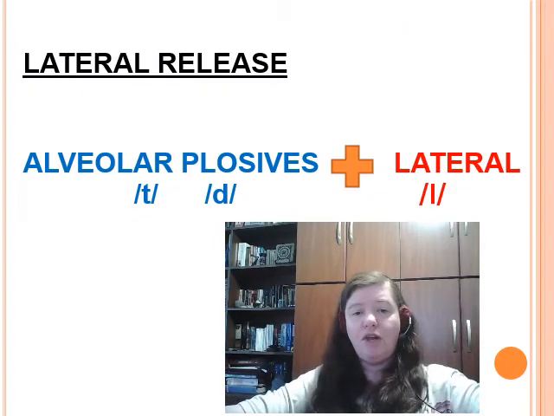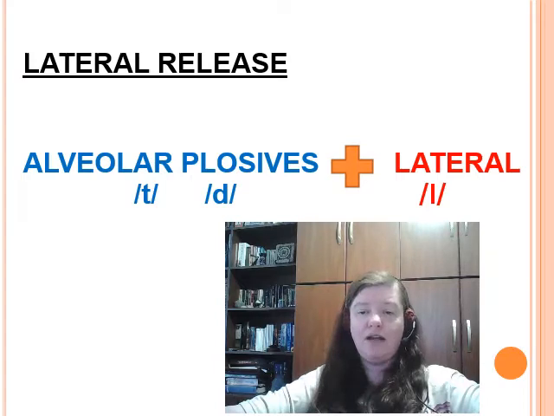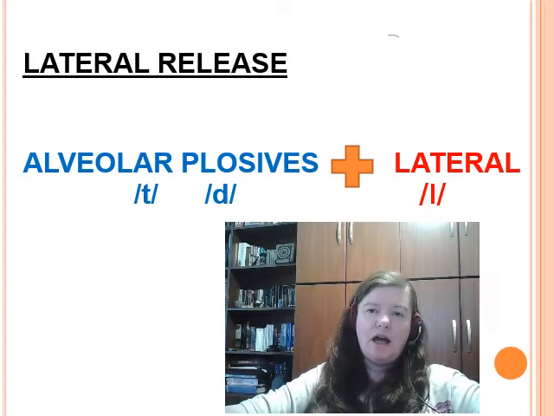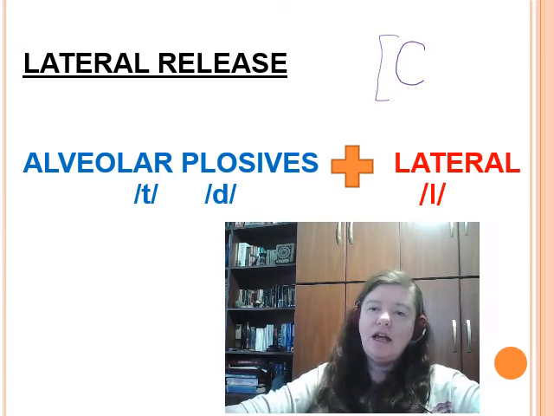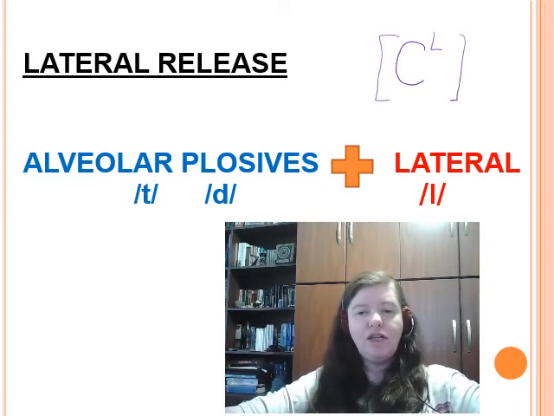Here is the formula for you, yes, to copy. Then the lateral release affects alveolar plosives, the T and the D, when they are followed by the lateral. And the symbol, remember C means consonant, is a small capital letter L between the plosive and the lateral sound. Okay?